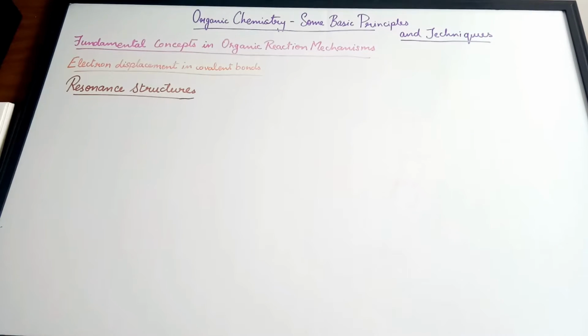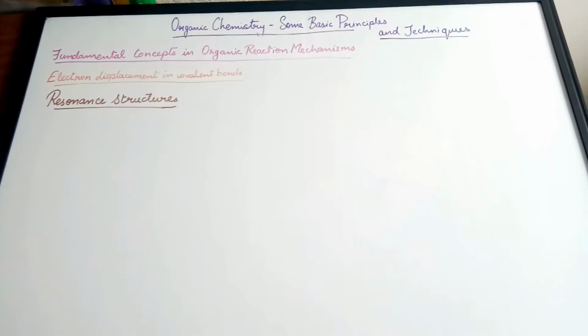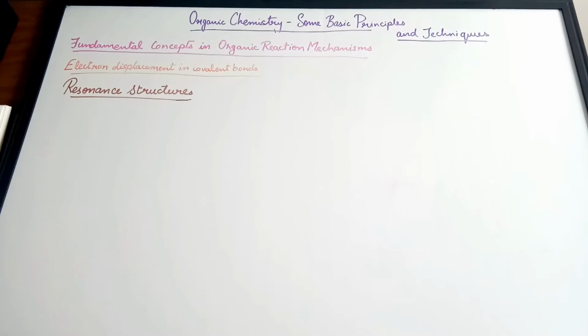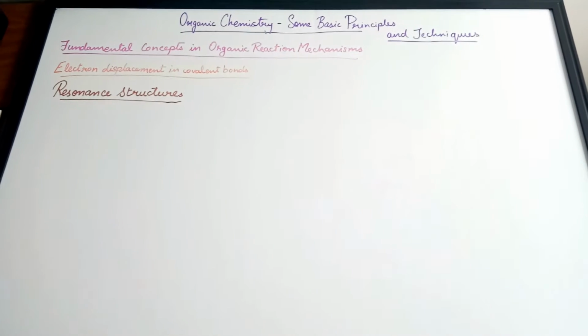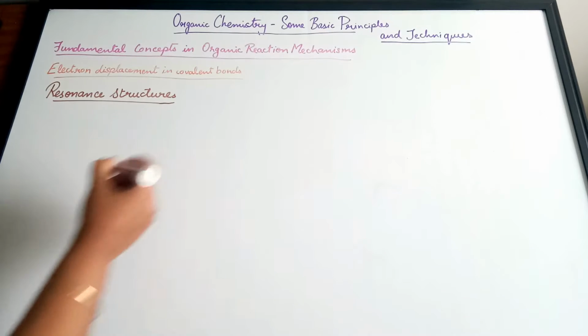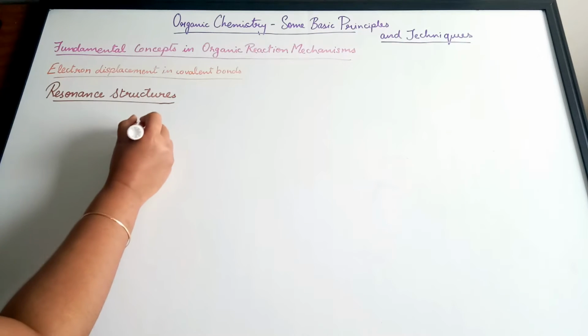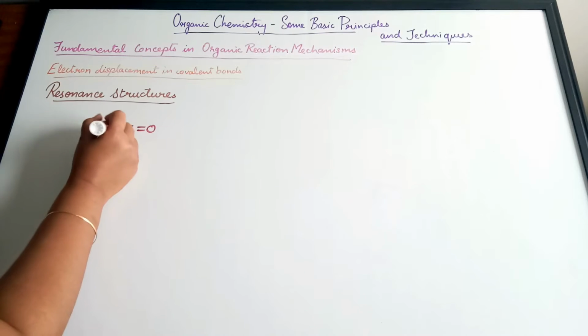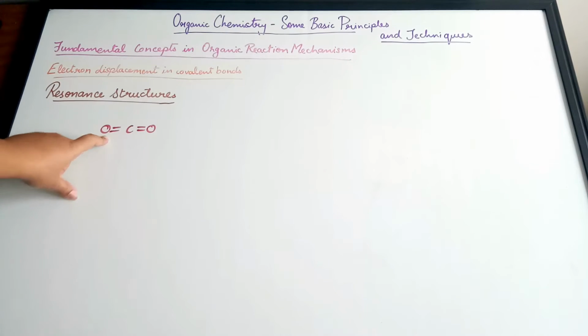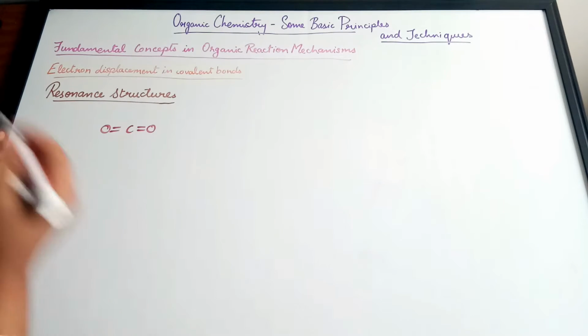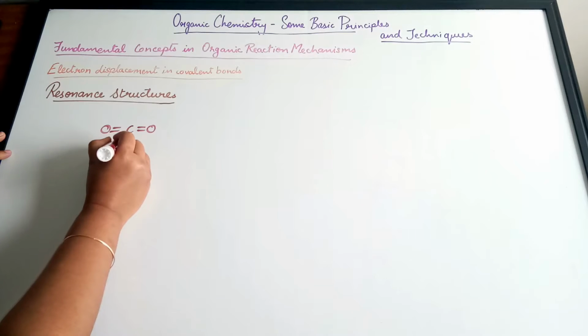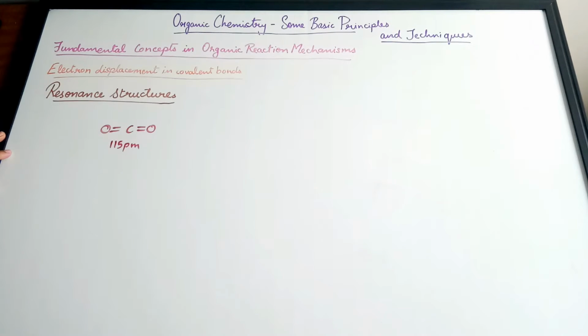So let's start. Resonance structures are given because the one structure which we come up with is not enough for describing the various properties of that particular compound. For example, carbon dioxide. We know the structure of carbon dioxide is CO2. Oxygen is capable of forming 2 bonds, carbon is capable of forming 4 bonds, and it's all good. But they found out that the bond length between carbon and oxygen is 115 picometers.